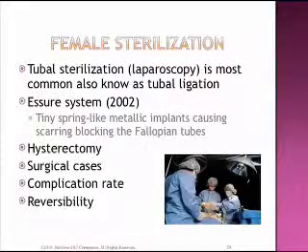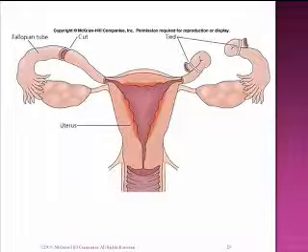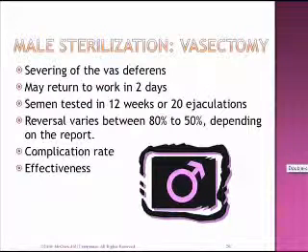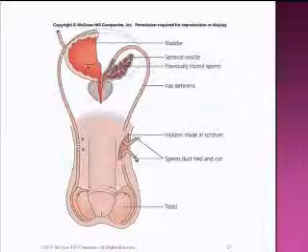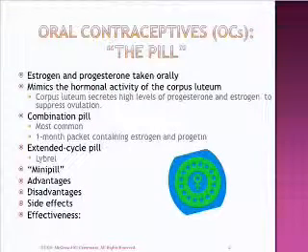Female sterilization, or tubal ligation, is the process of removing a short section from each oviduct, often tying the remaining ends. Male sterilization, or vasectomy, is the process of cutting a section out of each vas deferens to prevent sperm from reaching the urethra. Oral contraceptives, or birth control pills, contain synthetic estrogen and progesterone.